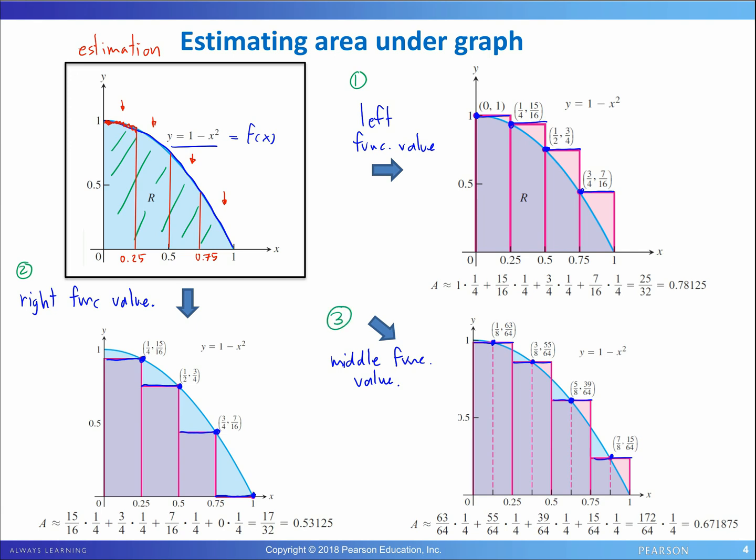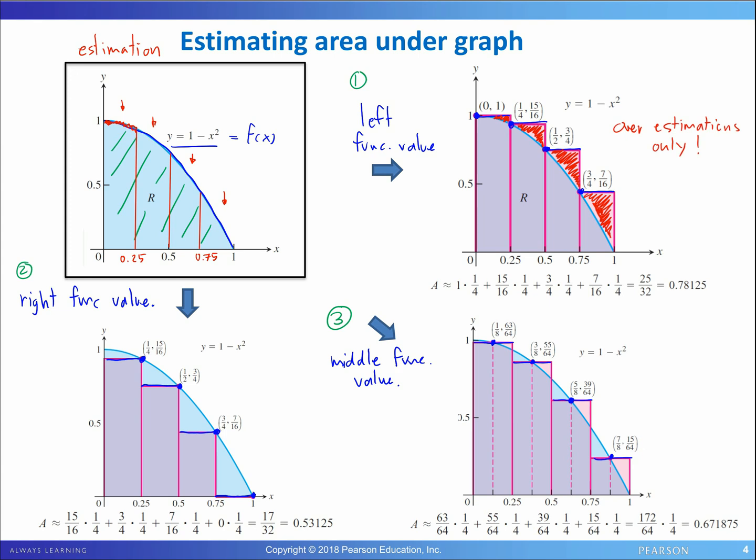So let's start with the first option right here, left function value. As you can see here, the first rectangle is larger than the actual region on this section. So we have overestimation. Rectangle is larger than the actual region. Same thing here, the second section, the rectangle is also larger, so this is overestimation. Same thing on the third section, too large. Same thing down here. So let's make a note. Over here we only have overestimations.